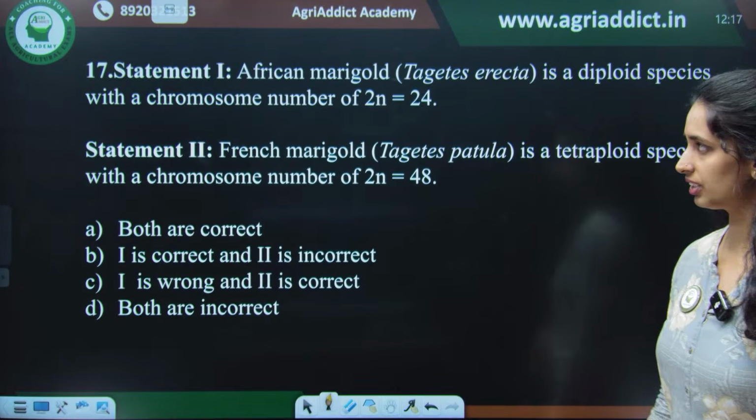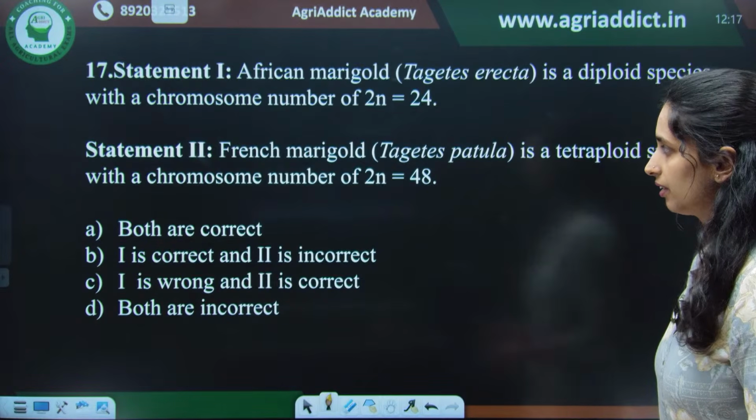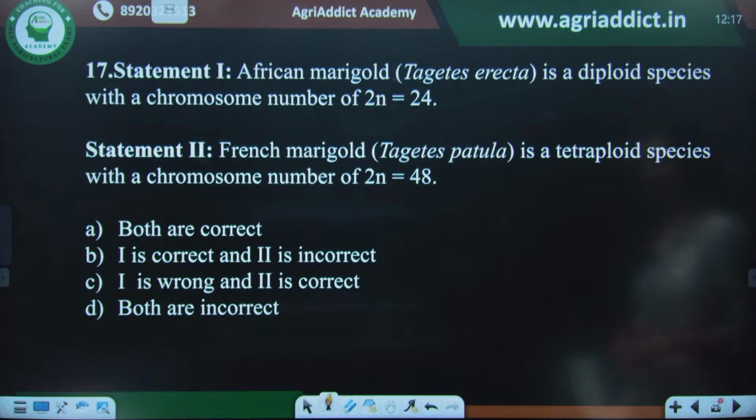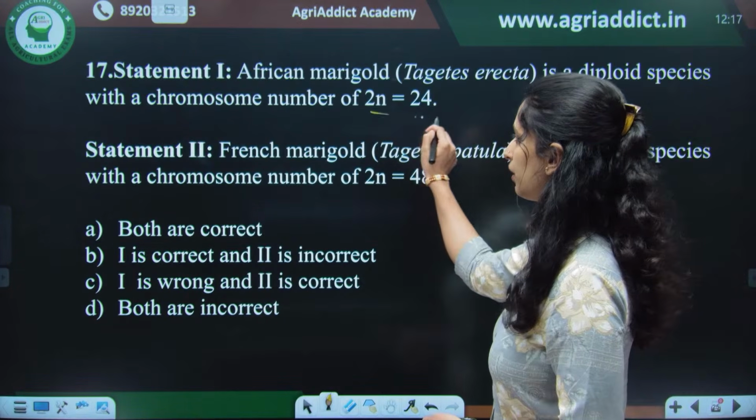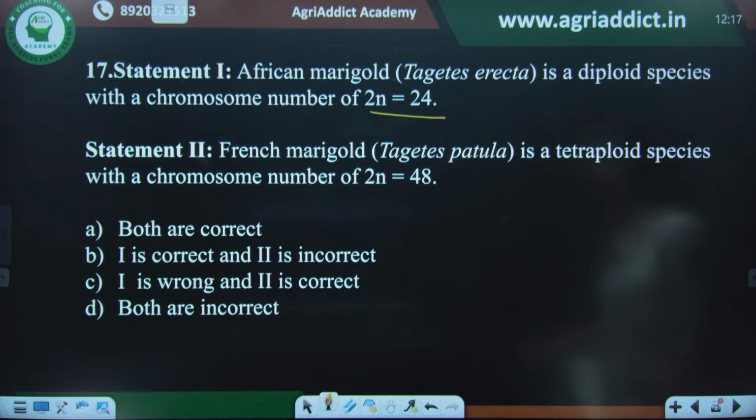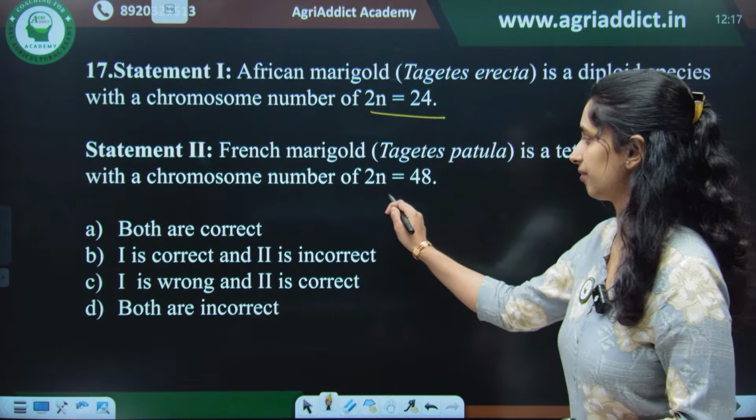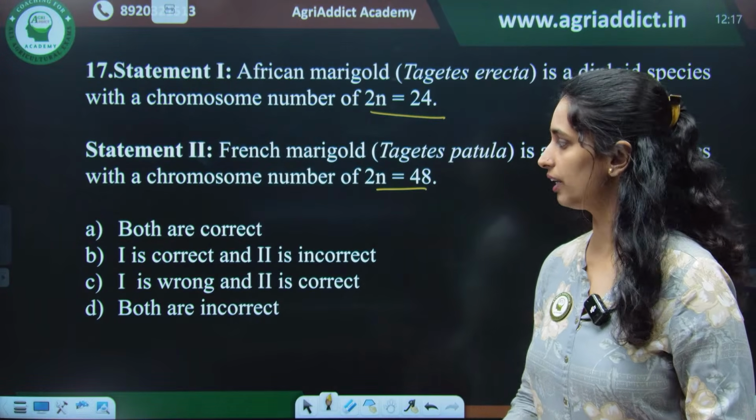So next one, statement type. Statement 1. African marigold is a diploid species with a chromosome number of 2n = 24. Statement 2. French marigold, Tagetes patula, is a tetraploid species with a chromosome number of 2n = 48. This you only have to tell.